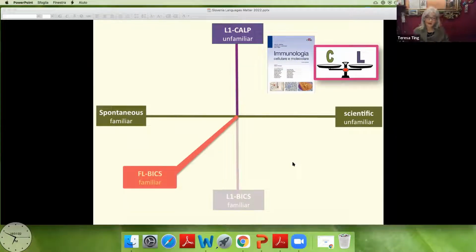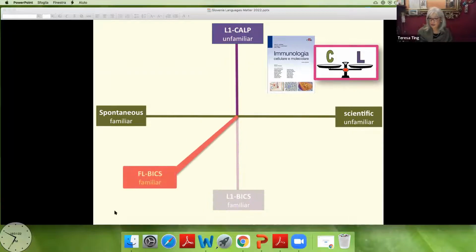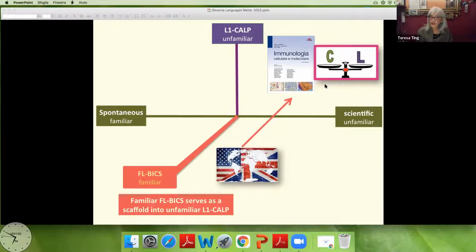Now, let's remember, what we had done in task 1 was insert the 3rd dimension, the foreign language BICS. Remember, this is the 3rd dimensional axis. So this is L1 BICS. This is 2-dimensional. We're making it now 3-dimensional. And in this 3rd dimension, we have English. So foreign language BICS is helping students reach L1 CALP. Familiar foreign language BICS serves as a scaffold into unfamiliar L1 CALP.